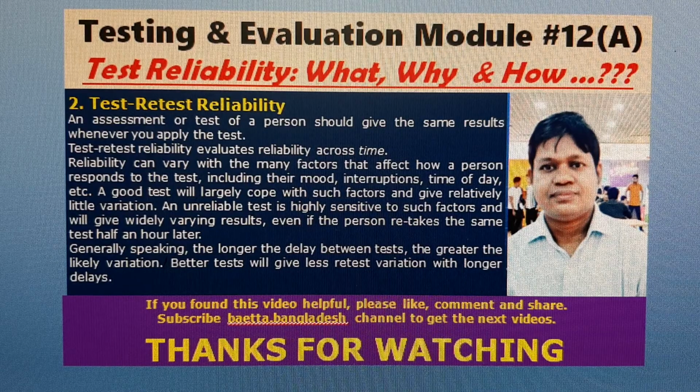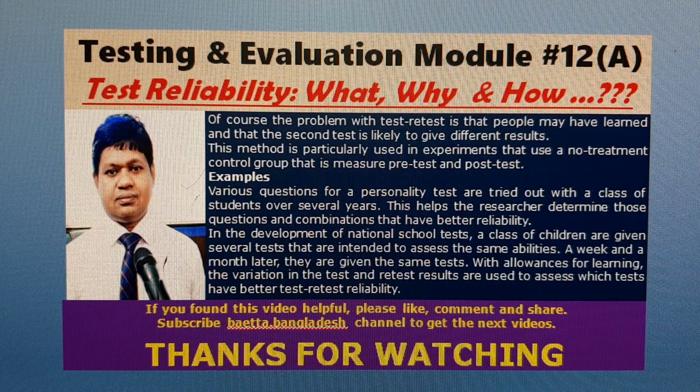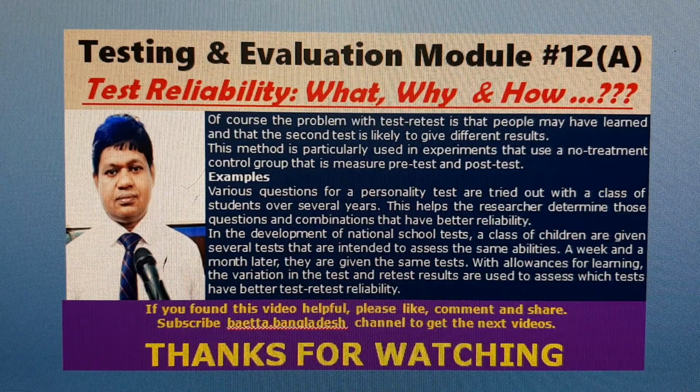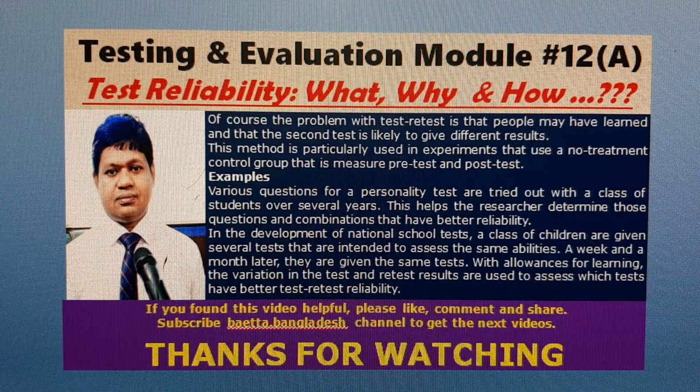This method is particularly used in experiments that use a no-treatment control group that is measured pre-test and post-test. Here, practice, knowledge, experience, and maturity may affect the score reliability. Examples of test-retest reliability: various questions for a personality test are tried out with a class of students over several years. This helps the researcher determine those questions and combinations that have better reliability.